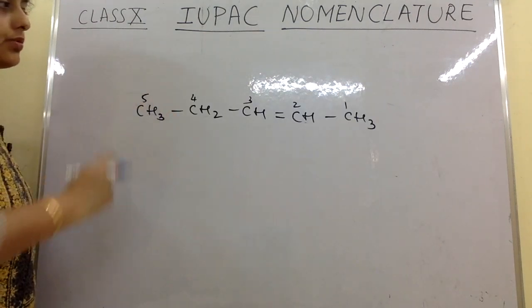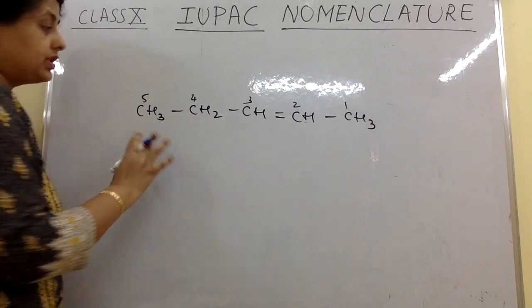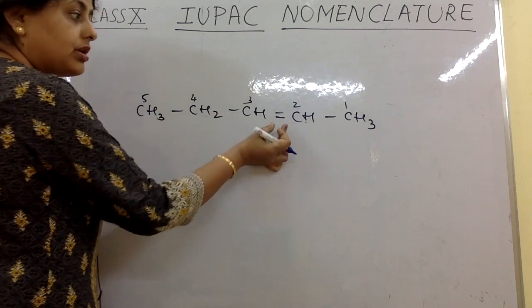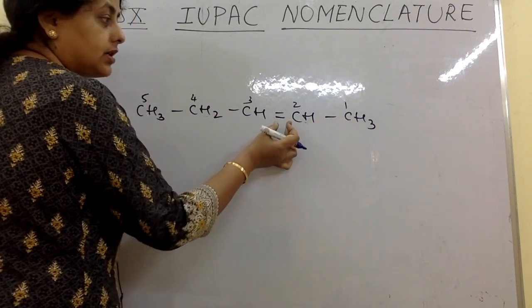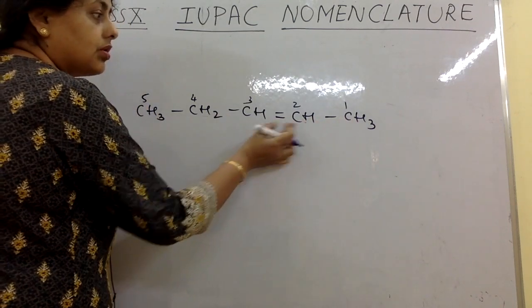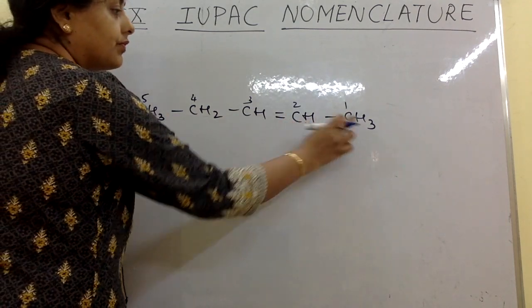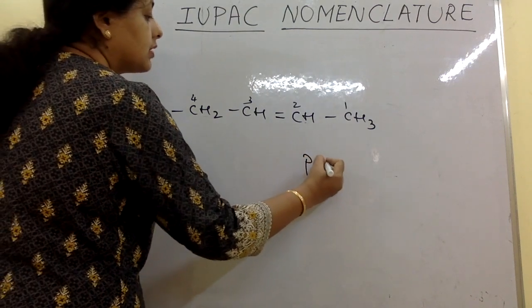Now here is the next one. There is no branch here, only the parent chain, 1, 2, 3, 4, 5. Why did I name it 1? Because the double bond is closer to this end. So I named this one and not this as 1. 1, 2, 3, 4, 5. So that makes it a pent.